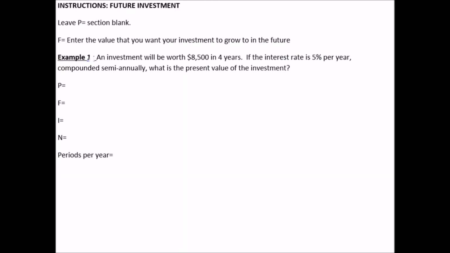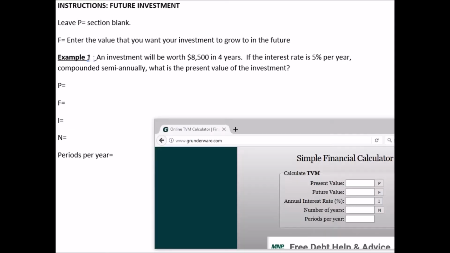Okay, so here's some instructions for future investment. We're going to do the exact same thing, but this time when we are looking at the P, we want to leave the P section blank because we don't know the principal. We don't know how much we have to invest today in order to grow to F. And F is the value that you want your investment to grow to in the future. So this is the future amount.